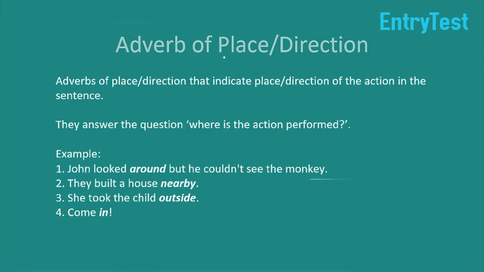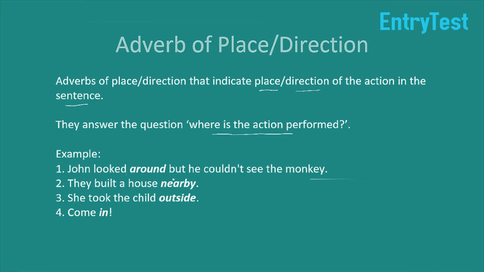Next we'll see adverb of place and direction. So friends, these are the words which will indicate the place or the direction of the action in a sentence. किसी action को किस जगह पे हो रहा है, किस direction में हो रहा है, that is being told by adverb of place or direction. And they will answer a very simple question: where is the action being performed? Alright, so let's understand it nicely with an example.